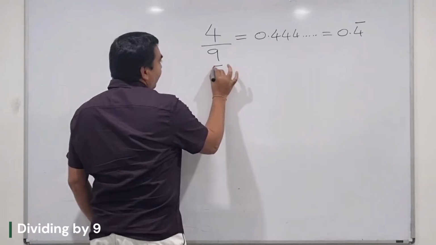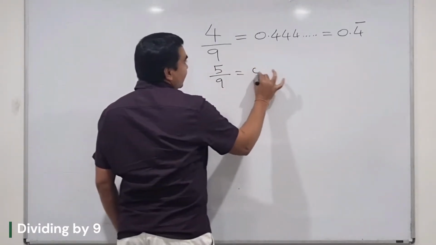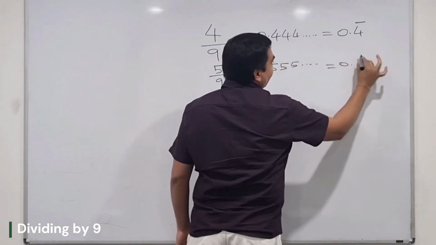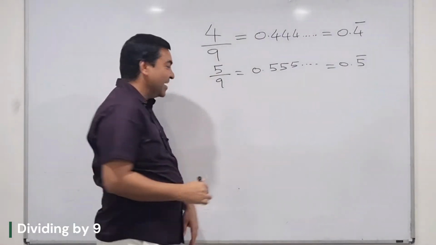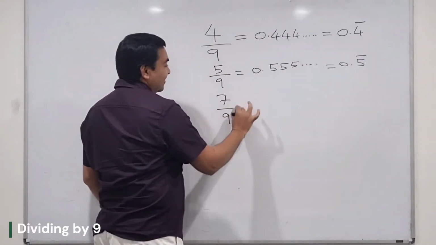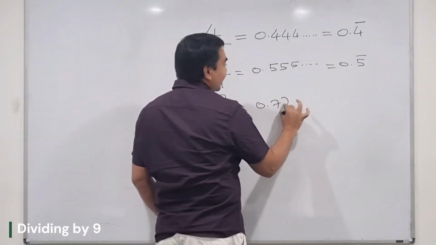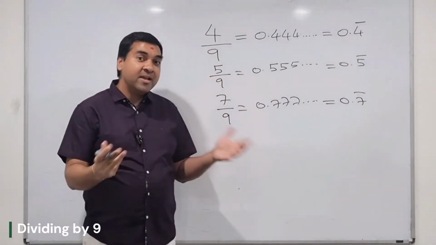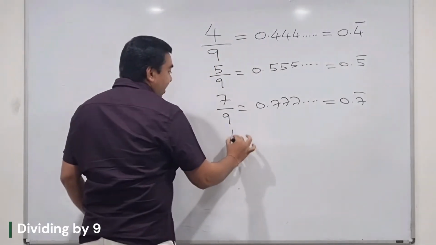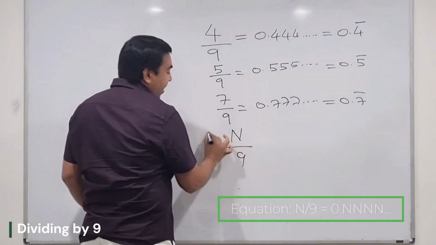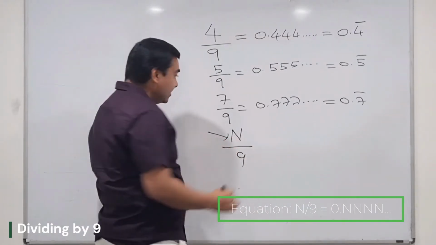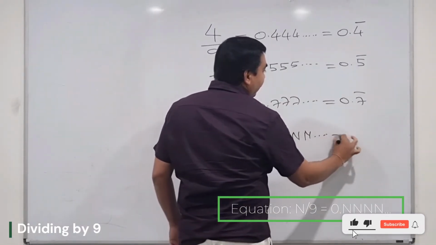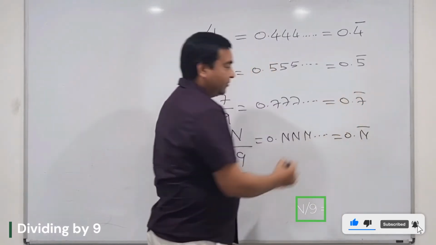Let's say if it is 5 upon 9, then same, guys, 0.555, which is going to be 0.5 bar recurring. Is it not cool, guys? If it is 7 upon 9, then 0.777, guys, recurring. And if it is 8 upon 9, then 0.888. So basically, guys, whenever you're doing n upon 9, where n is a single digit, your answer is always going to be 0.n, which is going to be 0.n bar.